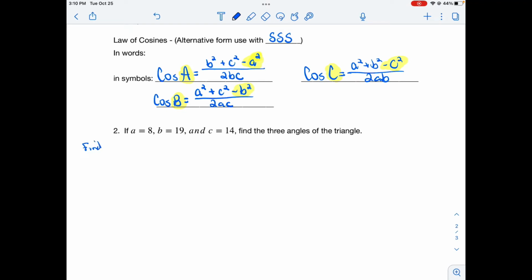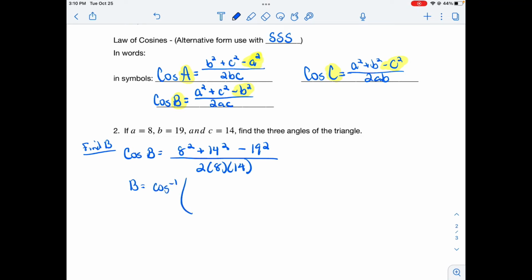Let's start by finding angle B. If I want to find angle B, I'm going to have cosine of B is equal to 8 squared plus 14 squared minus the 19 squared, because that's the little b, divided by 2 times 8 times 14. And then to get B by itself, I'm going to do the inverse cosine of this fraction. Now we're going to go to our calculator and type this in.